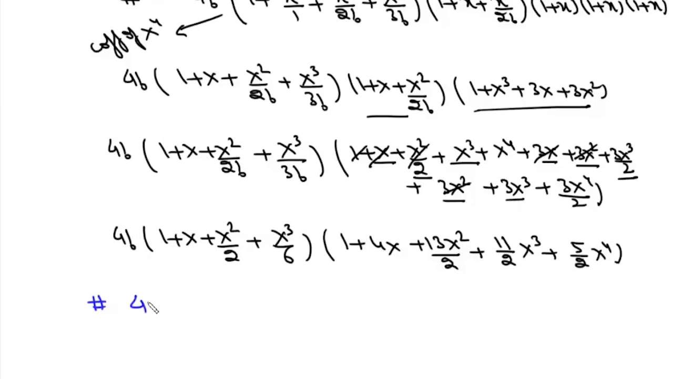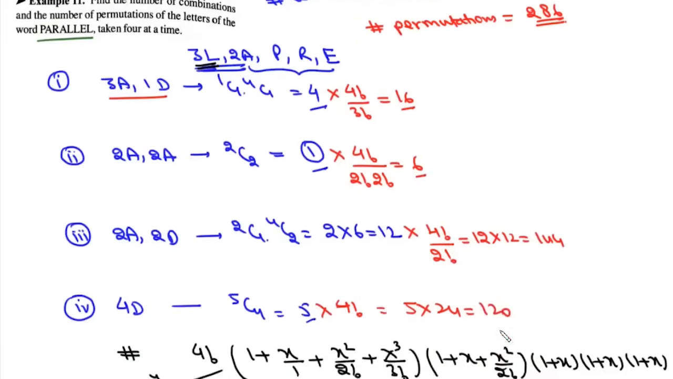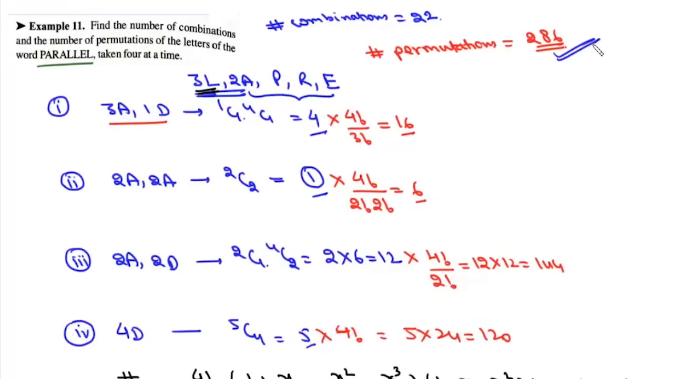this factorial 4. Now this x to the power 4 into 1, which is 5 by 2. Now this x into x cube, which is 11 by 2. X square into x square will be 13 by 4. And plus x cube into x, which is 4 by 6. And this value will be 286, which is same as what we have worked out in the previous case. So these are the two possible methods.